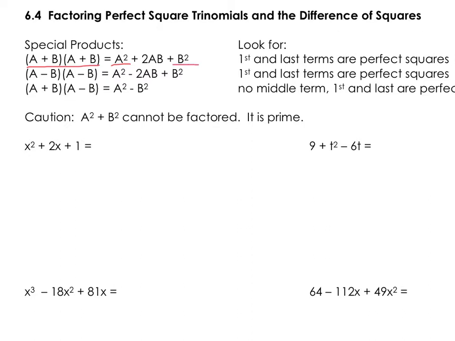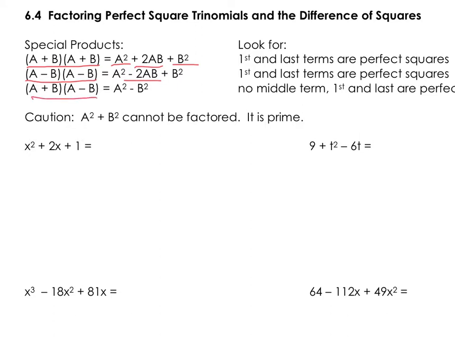And if the last term is a perfect square, then you should ask yourself, is this one of these special products? It could be that it's a plus b times a plus b. It could be that it's a minus b times a minus b. The only difference being plus 2ab for the first one, minus 2ab for the second one. So if our first and last terms are perfect squares, we should think about whether or not this might be a special product.